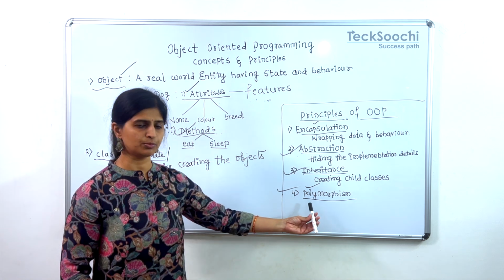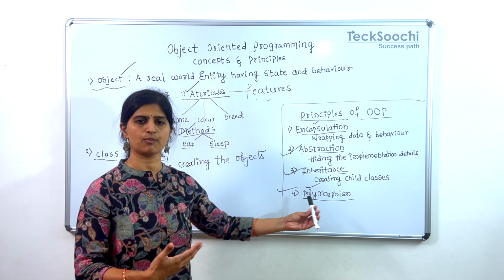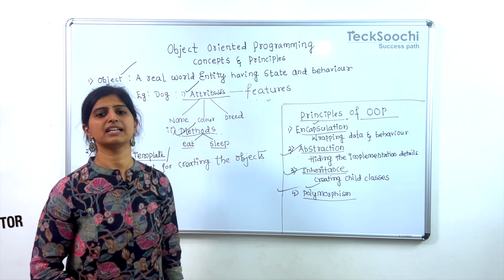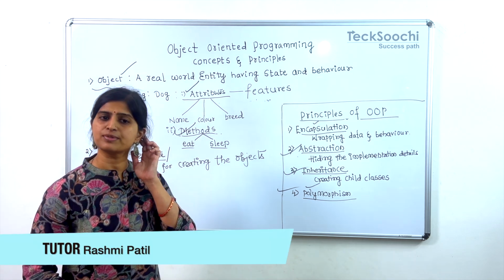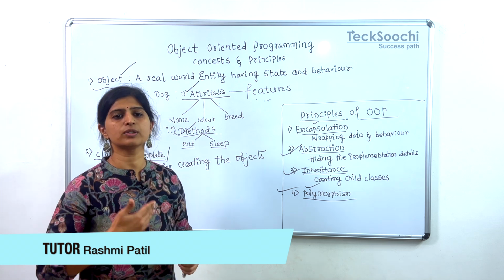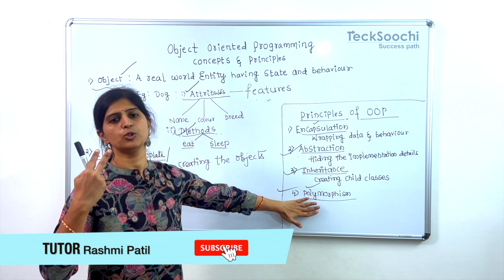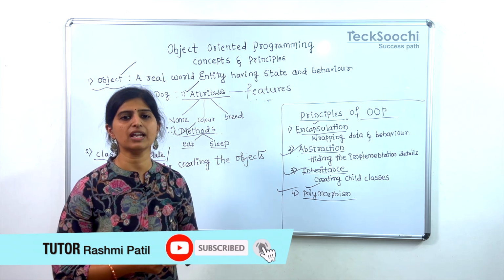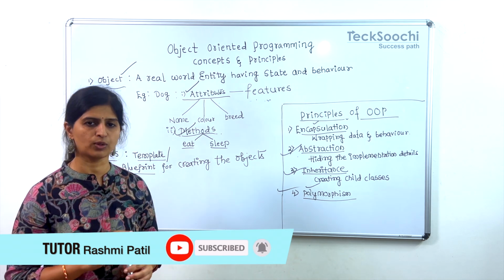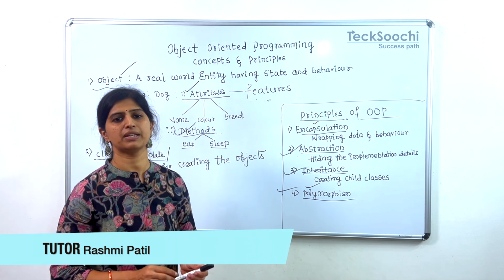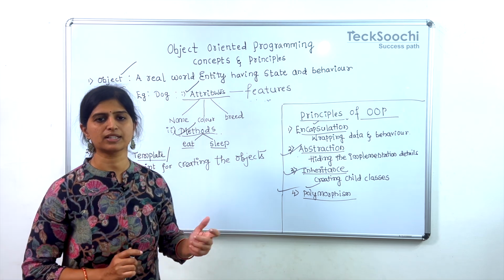Poly refers to many, morphism refers to forms: many forms. This principle indicates how different objects of different classes respond to the same methods, and this is exhibited in two ways. One is method overloading and the other is method overriding. These two concepts will be explained in the next forthcoming session.